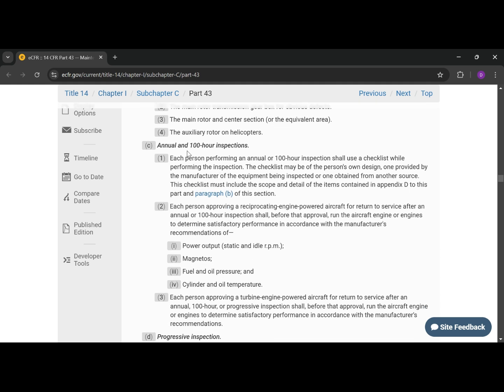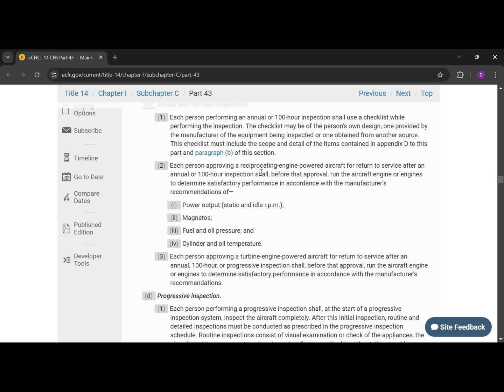Annual and 100-hour inspection. So these are rules pertaining to the annual and 100-hour inspection. Each person performing an annual or 100-hour inspection shall use a checklist while performing the inspection. The checklist may be of the person's own design, one provided by the manufacturer of the equipment being inspected, or one obtained from another source. This checklist must include the scope and detail of the items contained in Appendix D to this part and paragraph B of this section.